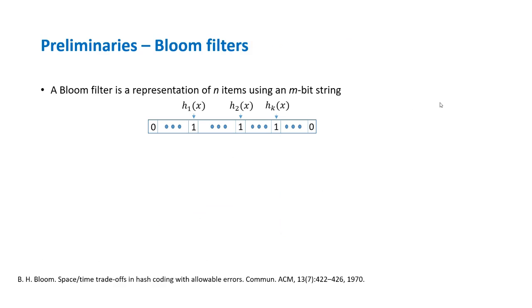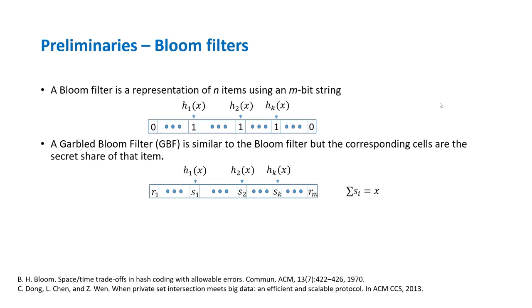A Bloom filter, introduced in 1970, is a representation of a set of n items with an m-bit string. In the transformation, k independent hash functions are used. The filter is set to 0 at the beginning, then hash outputs for the item are computed to reach the indexes, and then the cells in the filter indexed by the hash outputs are set to 1. A Garbled Bloom filter is similar to the Bloom filter, but the cells indexed by the hash outputs are set to the secret shares of the item.